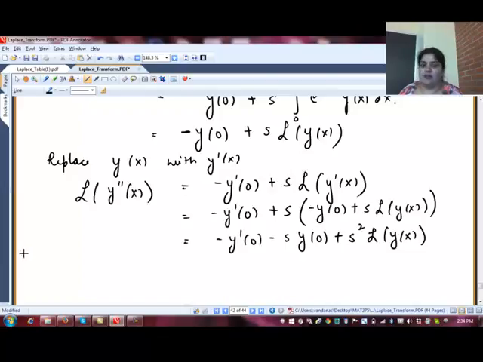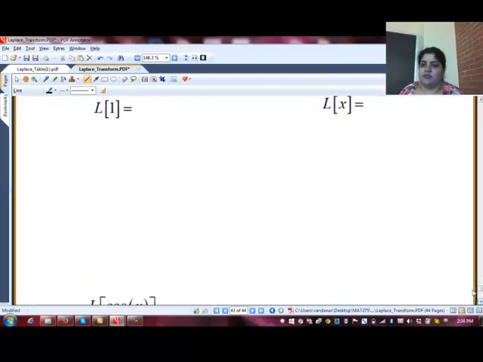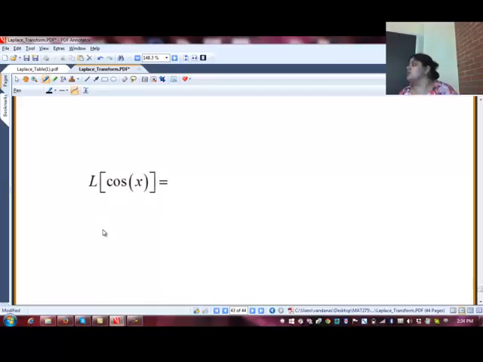So I will take some time now and do two examples here. One example will be, these you can get from the table. I would like to do this one. Maybe I can do Laplace of cosine or sine, whichever. I want to find the Laplace transform of cosine x. I don't want to use the table. I want to make use of these formulas which I derived just now.